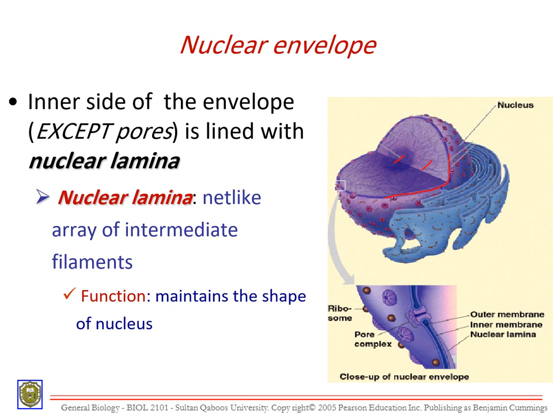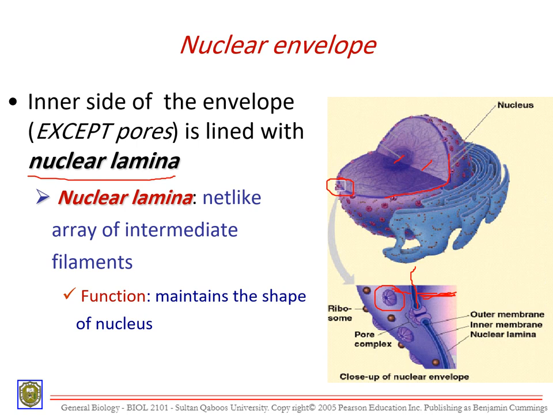If we enlarge this part of the nuclear envelope, you can see it's made up of two layers, an inner layer and an outer layer, and then the space in between it, okay? And you can see here that the nuclear pore is found on the outer membrane of the nucleus. So this is just a close-up of the nuclear envelope. So the inner side, and now we know what's on the outer side. The inner side of the envelope, except for the pores, is lined with what we call our nuclear lamina. So on the inside part, inside the nucleus, there's a lining. Okay? It's got a lining called nuclear lamina.